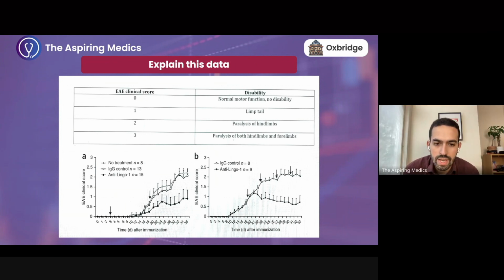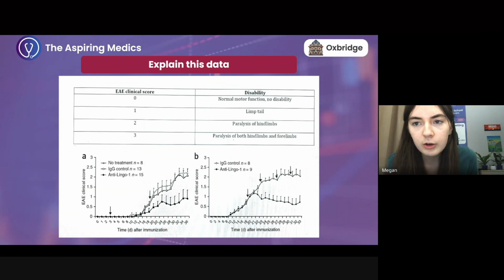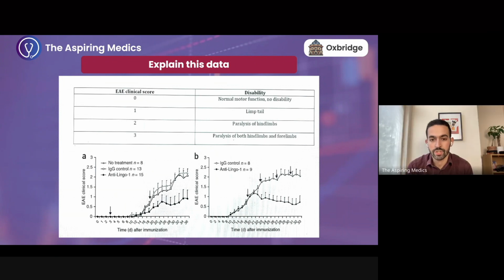Okay, great. So you can clearly see that in graph A, the anti-LINGO-1 has a massive effect there. What do those arrows show? You've got two arrows there. So the arrows are showing, are they, time in days after immunization, maybe that's an injection of the antibody, so day 3, although it does say time days after. Is it a booster injection potentially? I'm not sure. Yeah, so it's a booster injection.